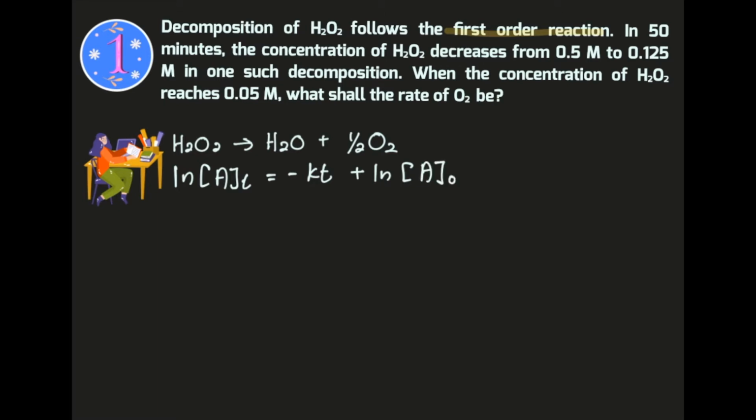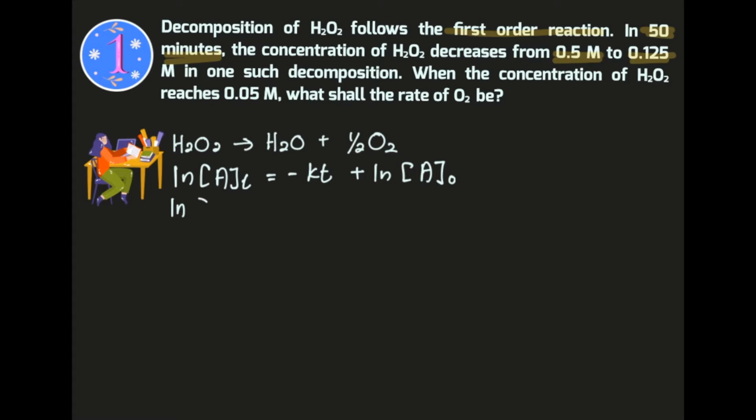So let's see whether we have all the information that we need to plug into this formula. We do need the initial concentration, which is 0.5, the final concentration, which is 0.125, and the time, which is 50 minutes. So indeed we have most of the values that we need so that we can find the value of k.